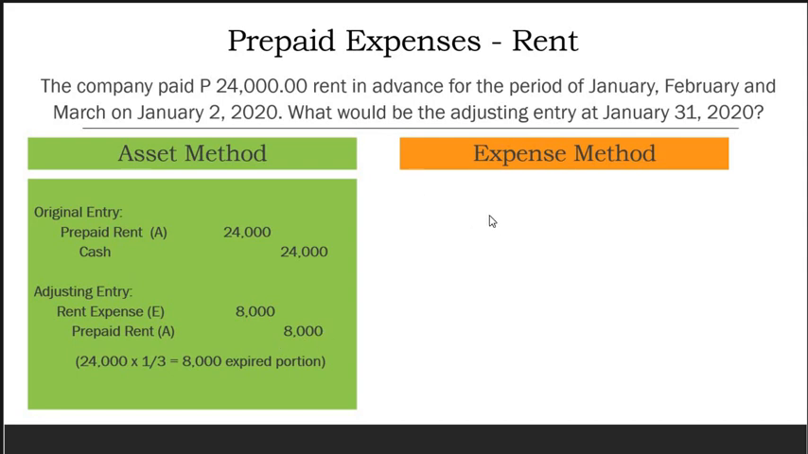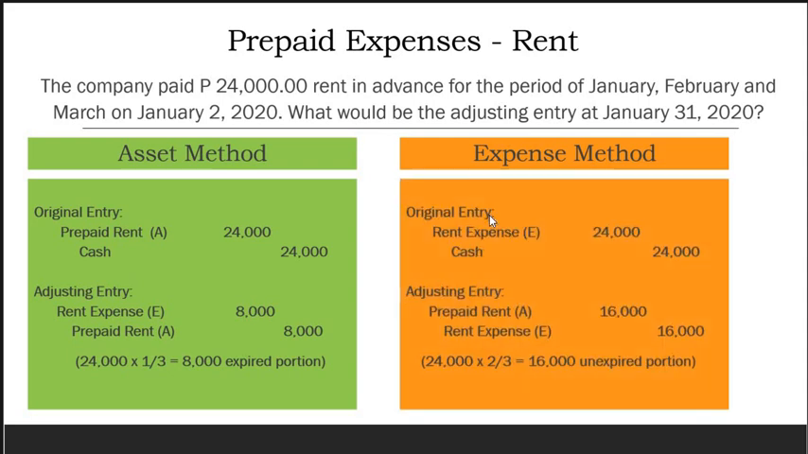Okay? Now, kapag expense method naman ang ginamit, ito yung pagkakaiba. Ibig sabihin, during the transaction, yung original entry niya, nag-debit siya ng rent expense, 24,000, and credit siya ng cash na 24,000. Now, pagdating ng adjusting entry, since ang original natin na ni-recognize ang expense, ang hanapin naman natin ay yung asset portion. So, in this case, your prepaid rent.